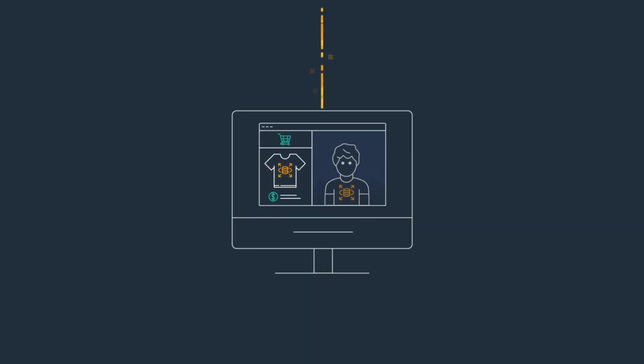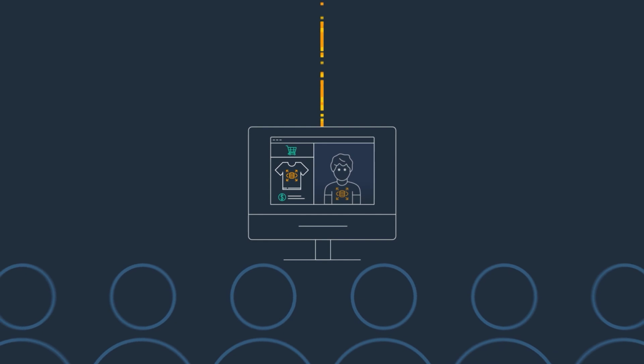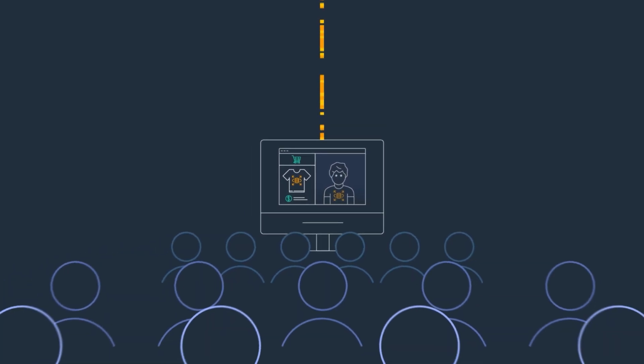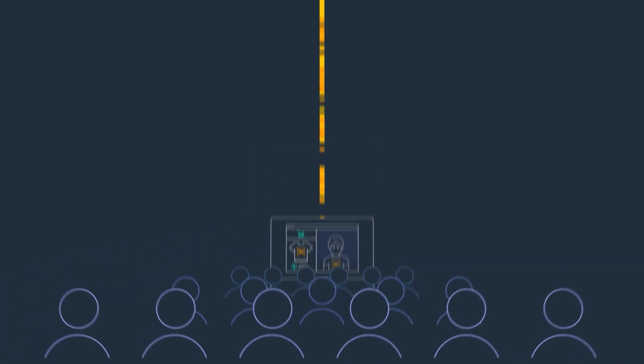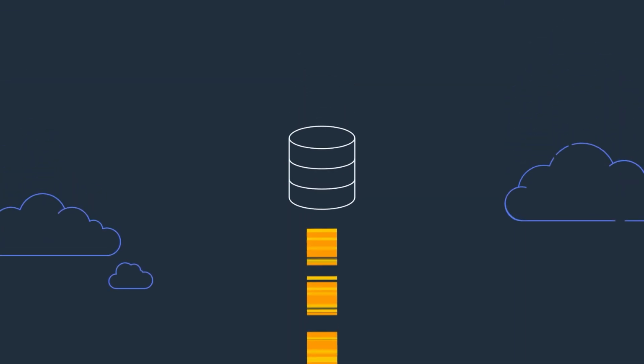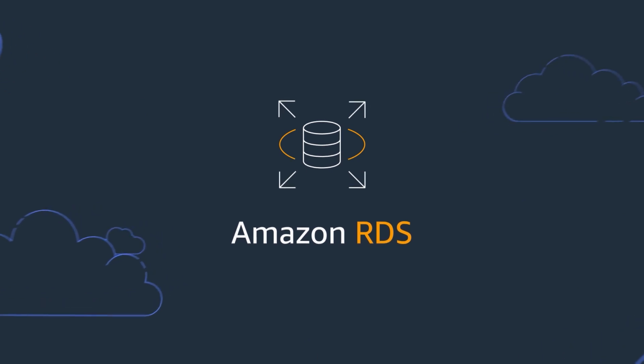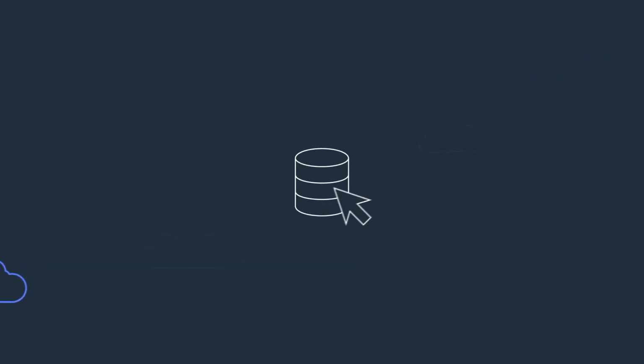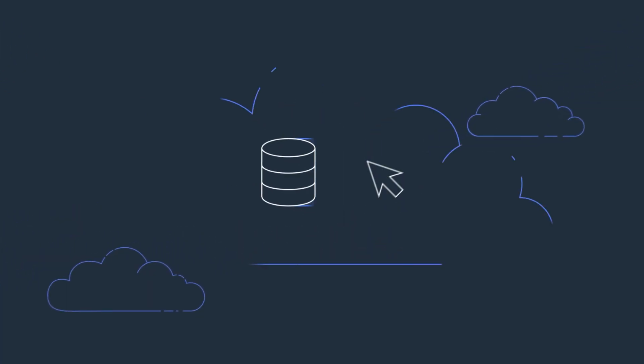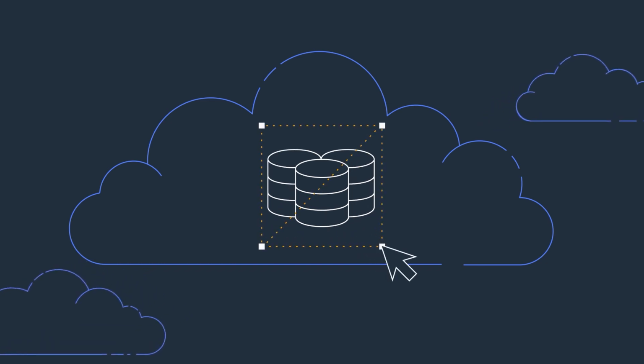The volume of data and number of users your transactional applications are expected to handle is growing fast. You need a relational database that can keep up with this growth, but does so without breaking your budget. Amazon Relational Database Service makes it easy to set up, operate, and scale relational databases in the cloud.